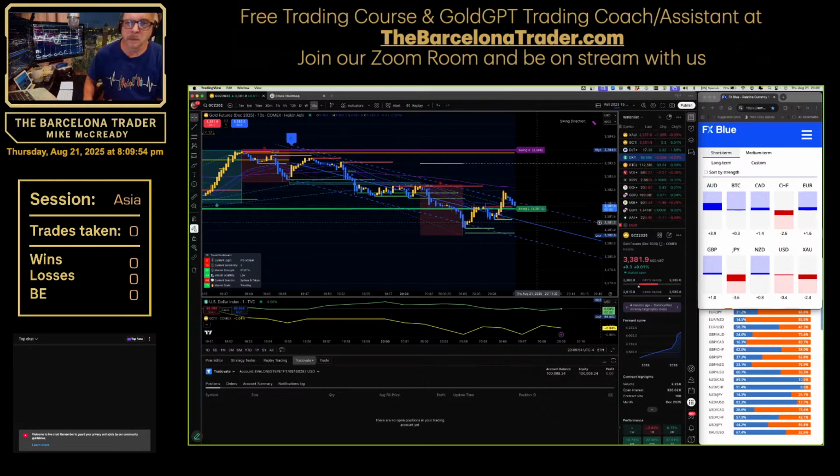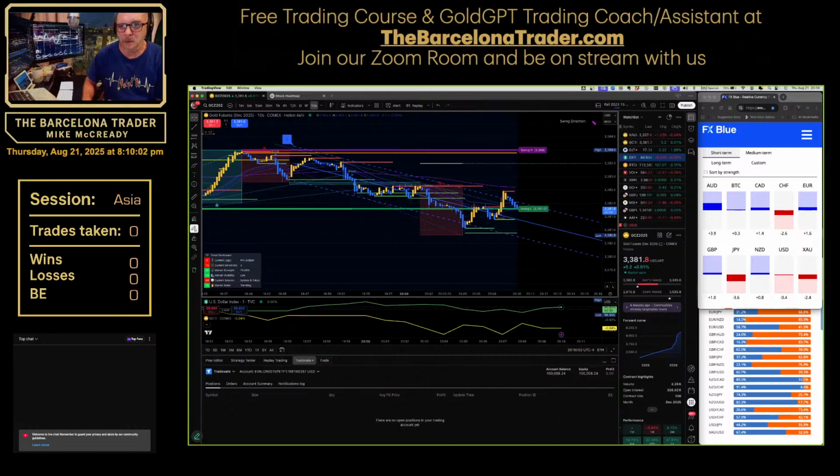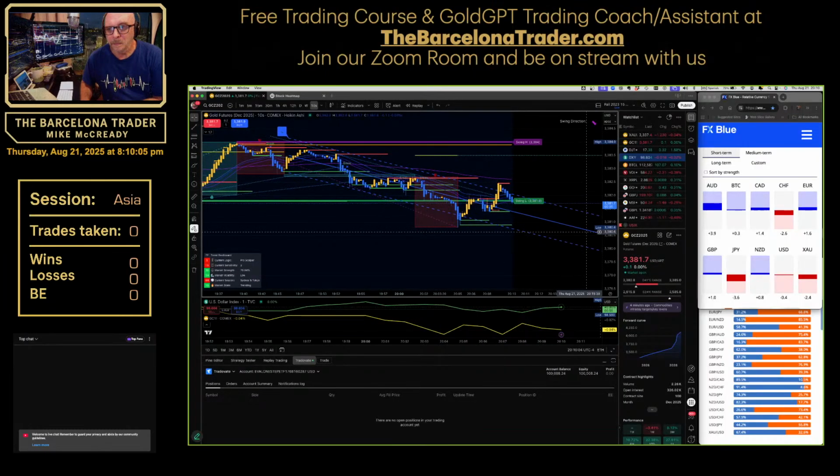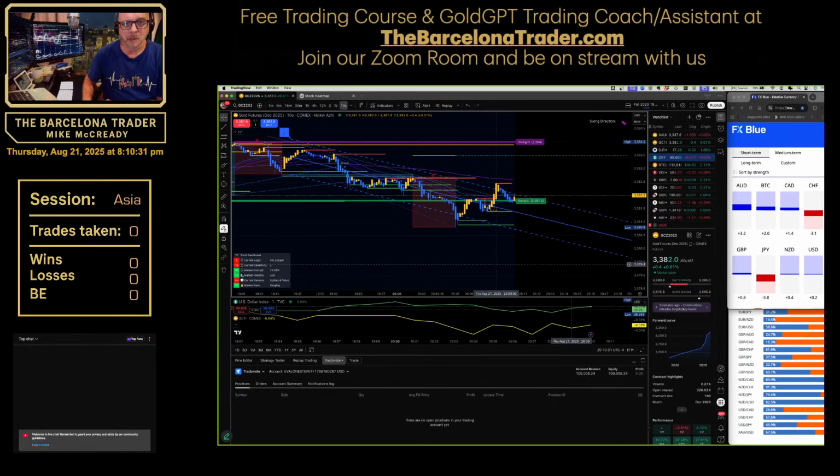Now we're starting to see a little bit of strength differential between gold and the dollar. The dollar being a little bit stronger than gold, but both have lost strength over the course of the last 15 minutes or so. But where things stand right now, it looks like price wants to go down. But we do have a lot of support in this area.